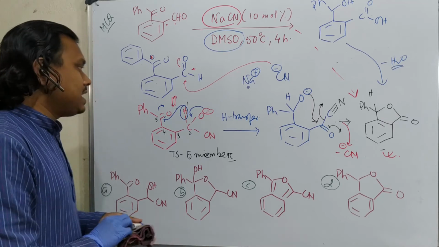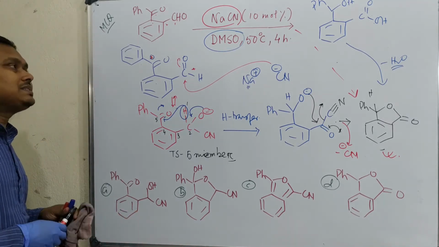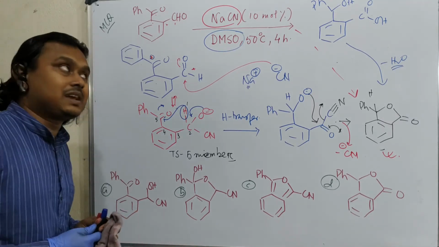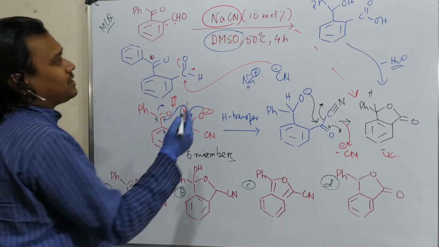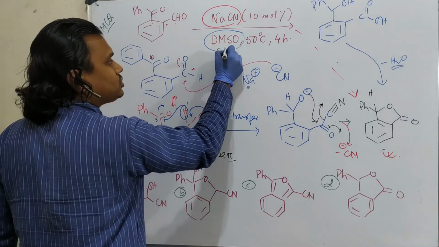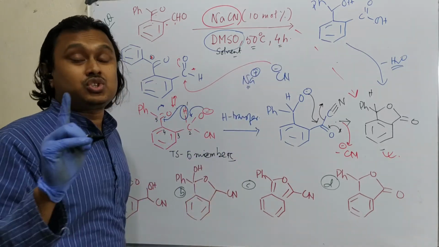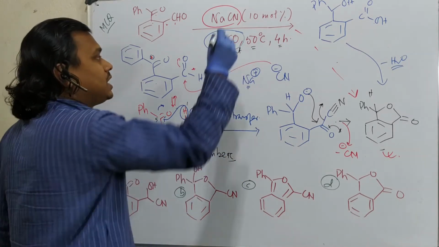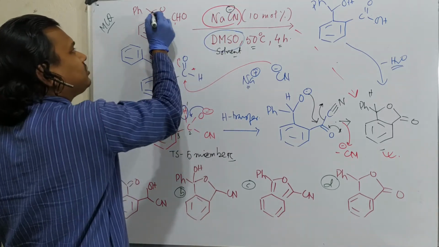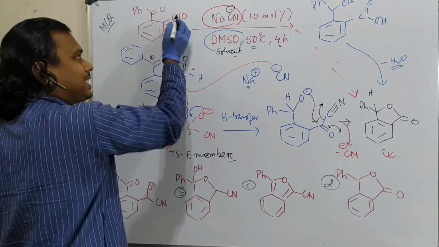Now the question is, if this question appears in your exam, how can you solve it in less than 30 seconds? First of all, you need to understand what the reagents are. DMSO is actually a solvent. Mild condition, lowest time means a selective reaction will happen. And cyanide is a good nucleophile. Where will it attack, this versus this? First of all, it will attack here.